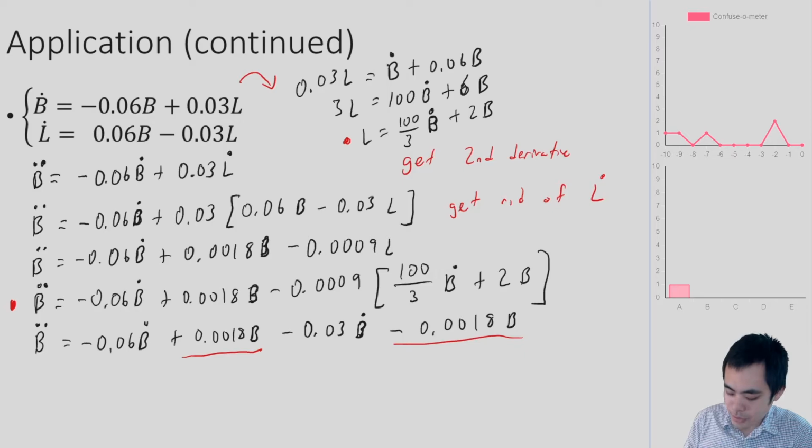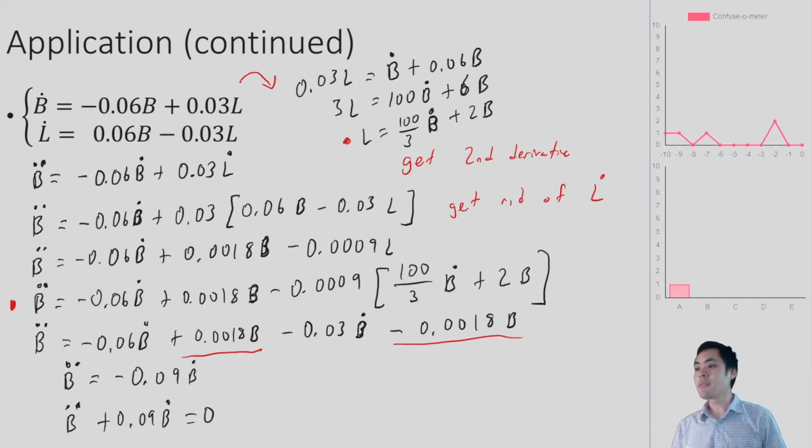And so what we're left with is b double dot plus... Let me do all the steps. I was about to skip a step, but let's not skip any steps. B double dot is going to be equal to minus 0.09 b dot, and therefore b double dot plus 0.09 b dot is equal to 0. Okay, so notice we started with a system of two first-order differential equations with two variables. What we're left with is now a second-order differential equation with just one variable.